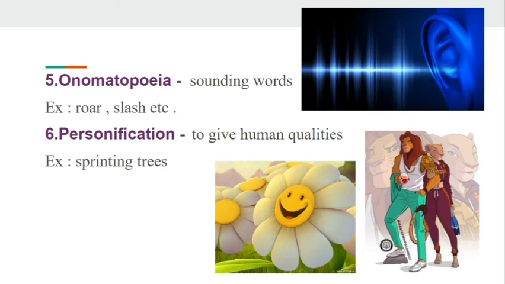Now the sixth poetic device is personification. Personification means to give human qualities to animals or to plants or to non-living things. Here, the best example from our chapter, My Mother at 66, is "sprinting trees." Sprinting is a human quality, or we can say a human activity, which is related to running. And trees are living things which stand still, but we have compared them with sprinting, which is a human quality. So here, we have finished our sixth poetic device.